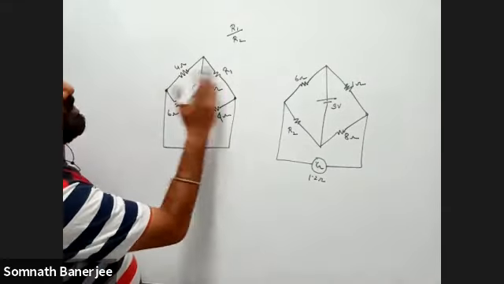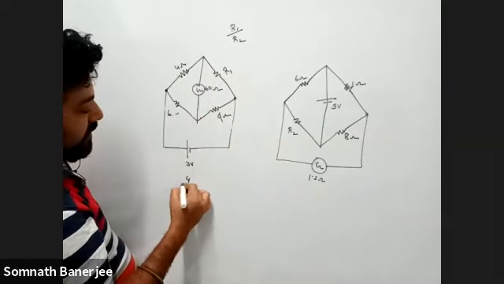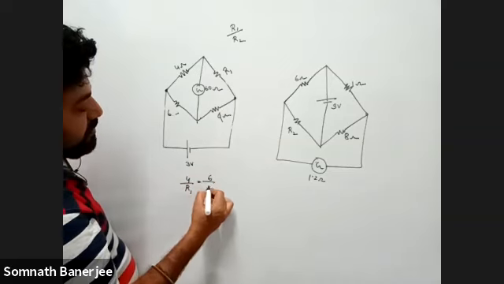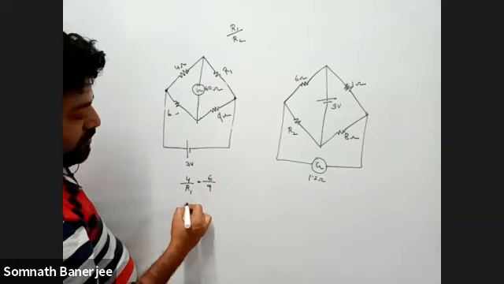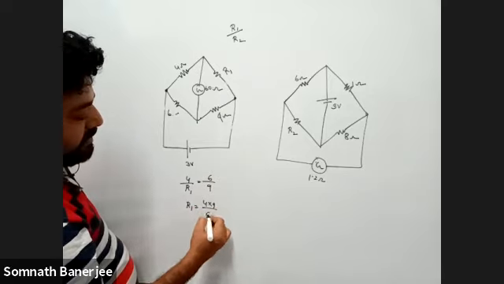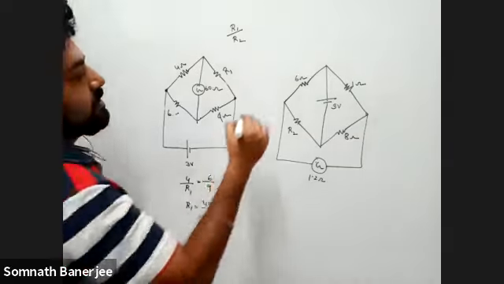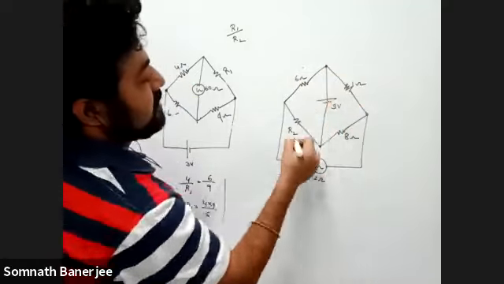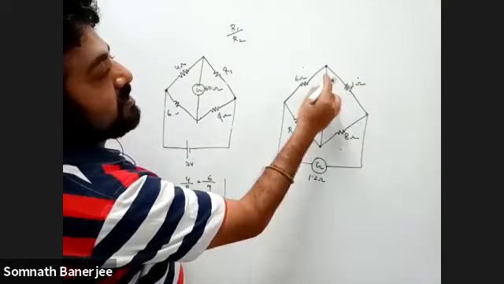So what you can use, this by this, this by this. So we can write 4 by R1, this by this, equals to 6 by 9. So R1 is equal to 4 into 9 by 6. Similarly, see, this is the thing. So this one is the galvanometer. So this by this, this by this, because this is the battery.